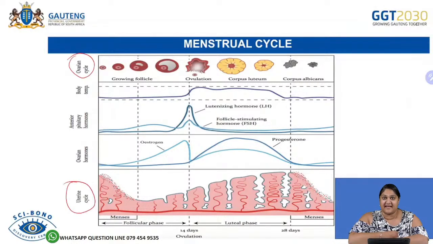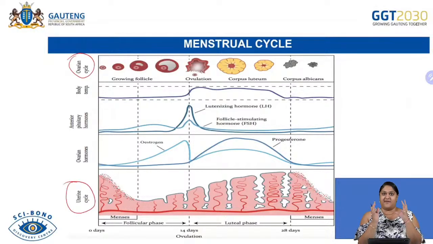So the ovarian cycle has got to do with ovaries and the developing follicles, and within the follicle we have an ovum. And the uterine cycle has got to do with the uterine lining, or the endometrium. Basically, it's got to do with the uterus, and the uterus has an endometrium, okay? And this endometrium changes over the 28-day cycle, as well as the follicle develops over the 28-day cycle.